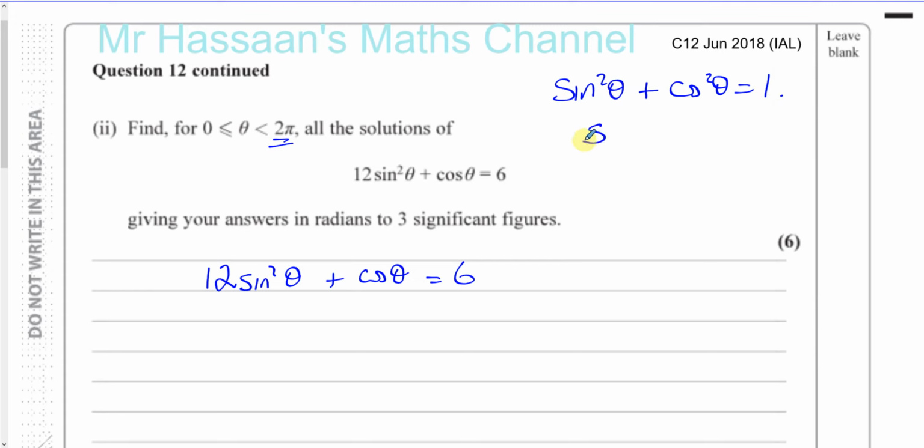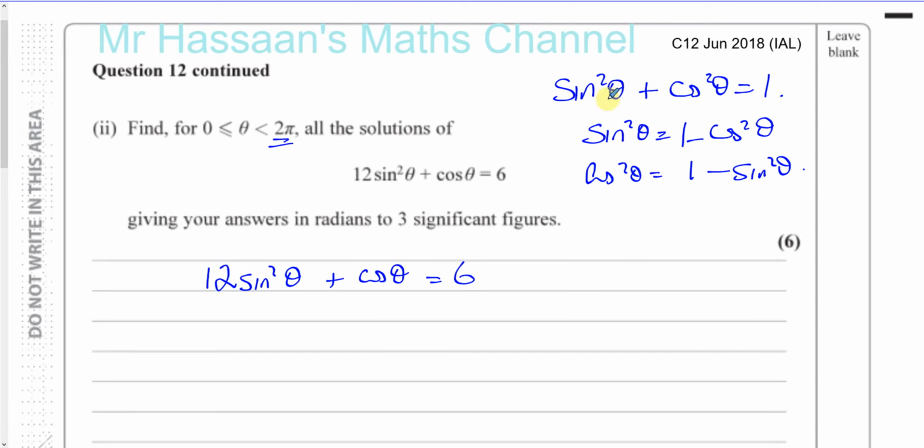Like if I want to express things in terms of cosine squared theta, I can replace the sine squared theta with 1 minus cosine squared theta, just rearranging this. And if I want to change things in terms of sine squared theta, I can take the cosine squared thetas and make them into 1 minus sine squared thetas. Now, the one that is squared is the one that's easier to change. To change cosine theta, okay, I can't do it.